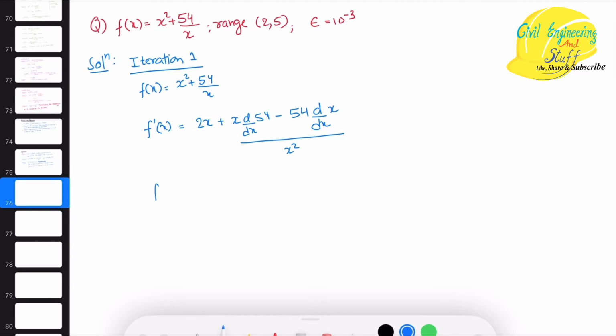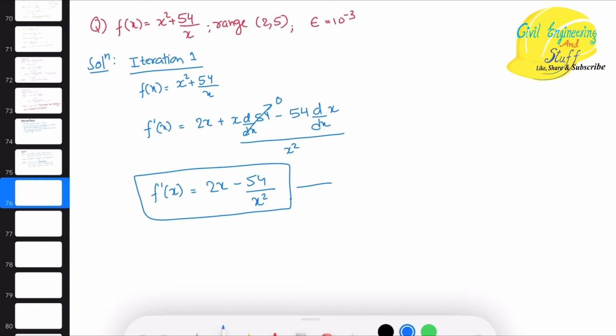Solving it, f dash x will be 2x minus 54 by x square, since dy dx of x will be 1, right? So 2x minus 54 divided by x square. So this is the f dash x value. We're going to use this again and again, so let's name it equation number 1.